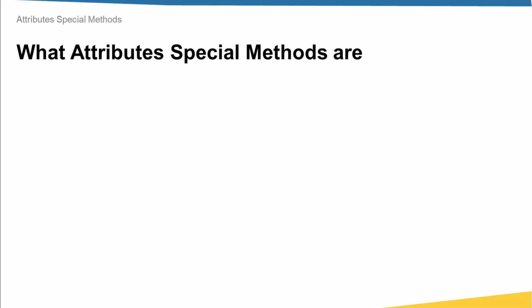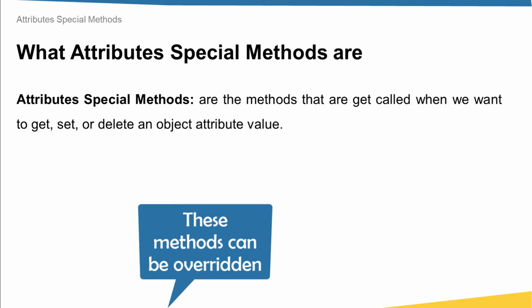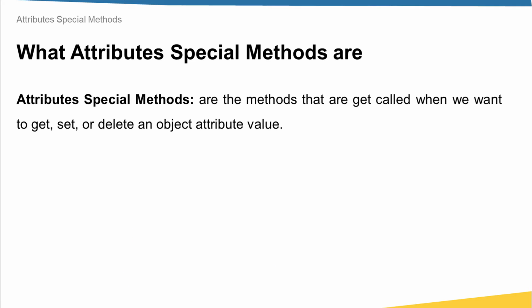So, what are attributes special methods? Simply, these methods are the methods that get called when you want to get, set, or delete an object attribute value. And from this definition, we can understand that these methods can be overridden in order to add pre-processing logic when we want to get, set, or delete an object attribute value. Now let's see what the available attributes special methods are.